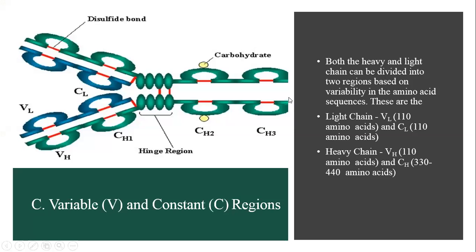There are 2 regions known as the variable region and the constant region. The variable region is known as VH in the case of the heavy chain and VL in the case of the light chain, whereas the constant region is known as CL and CH for the light chain and heavy chain respectively.